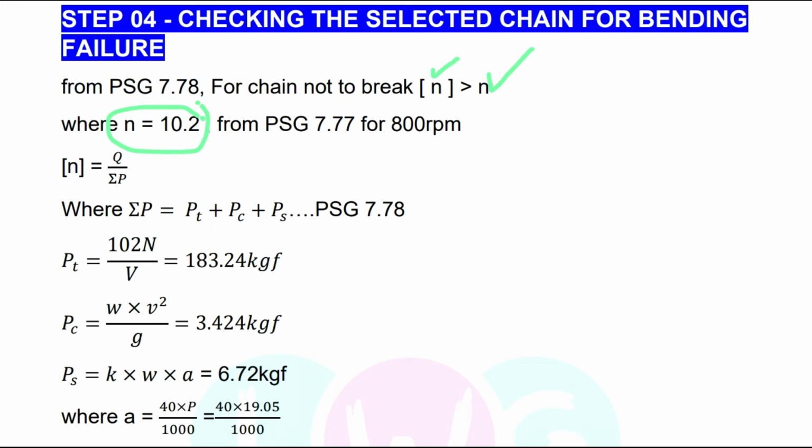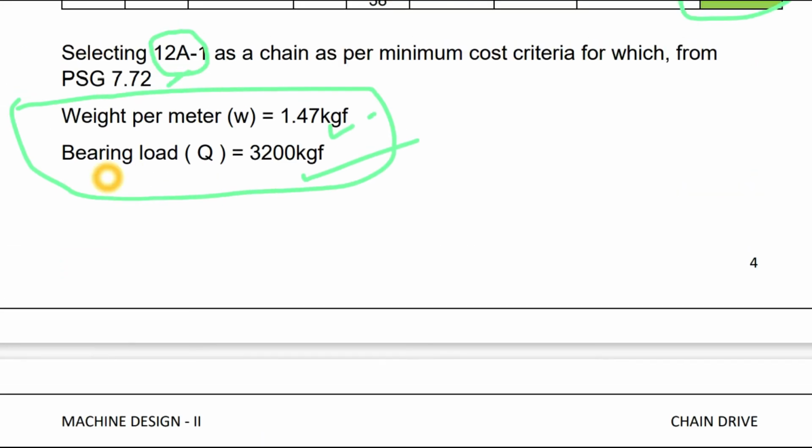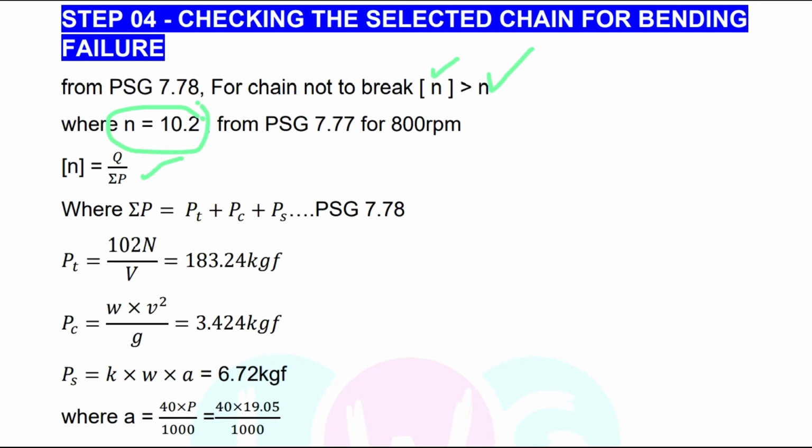Now for this actual factor of safety, go to PSG 7.78, where you will get the formula Q upon summation of P. What is Q? The Q value we got in the previous step: bearing load Q is 3200 kgf. Summation of P is PT plus PC plus PS.